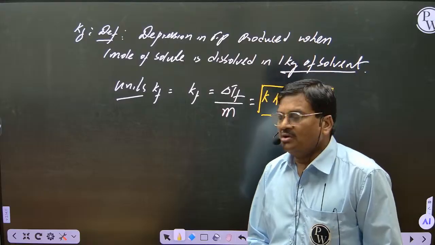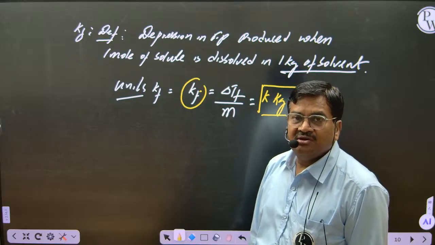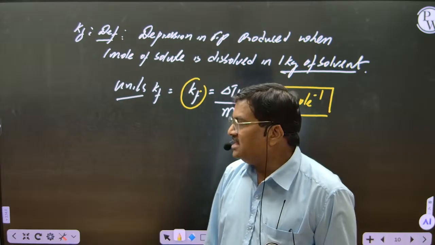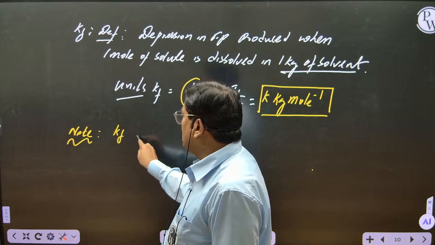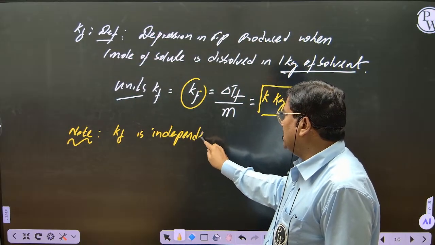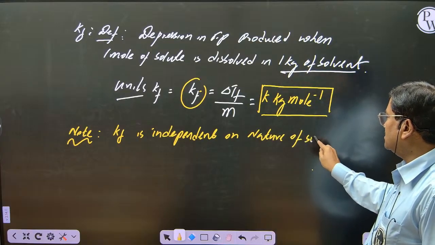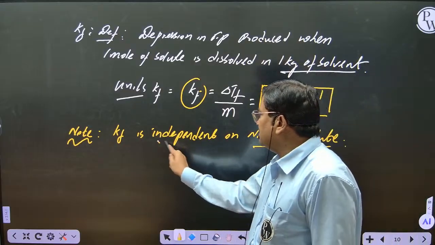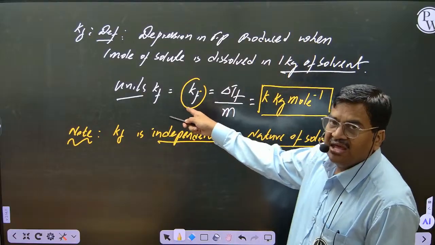Kelvin kg per mole. Now here also this Kf value is independent of the nature of solute. Whatever solute you add in water, Kf will remain constant. So make a note: Kf is independent of the nature of solute, same as what we learnt in Kb. But from solvent to solvent, this value of Kf will vary.